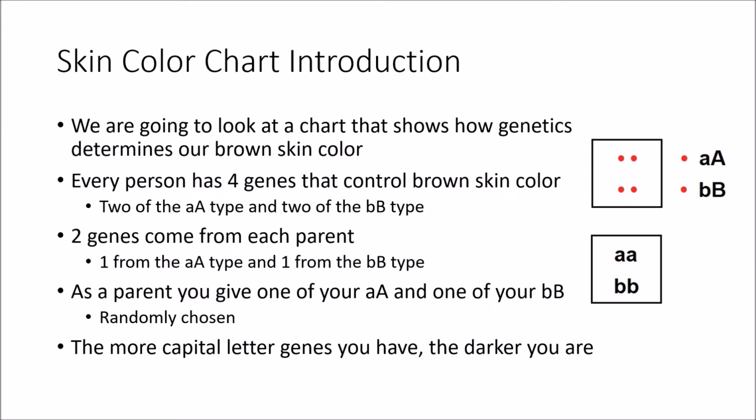So as a parent, you have these same 4 genes. You have 2 A's and 2 B's, but they could be little a's or big A's, little b's or big B's. And so those combinations determine your color, and one of those A's and one of those B's is randomly chosen in the genetic process and results in what you pass on to each child, and it could be different for each child. So I hope that's relatively clear. We'll go into it some more as we go along.